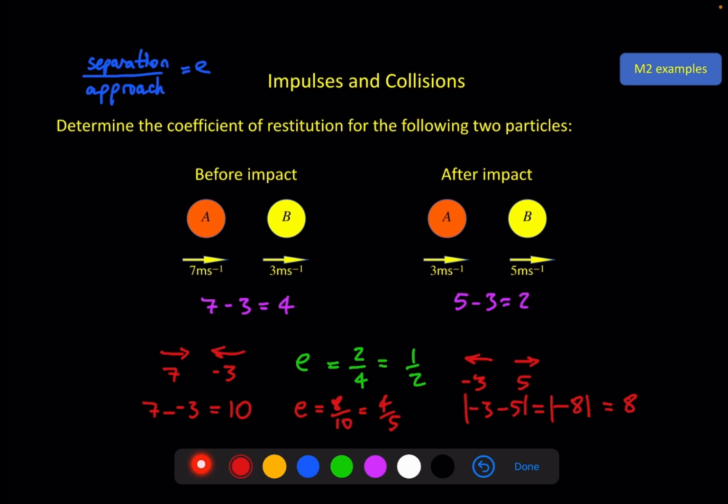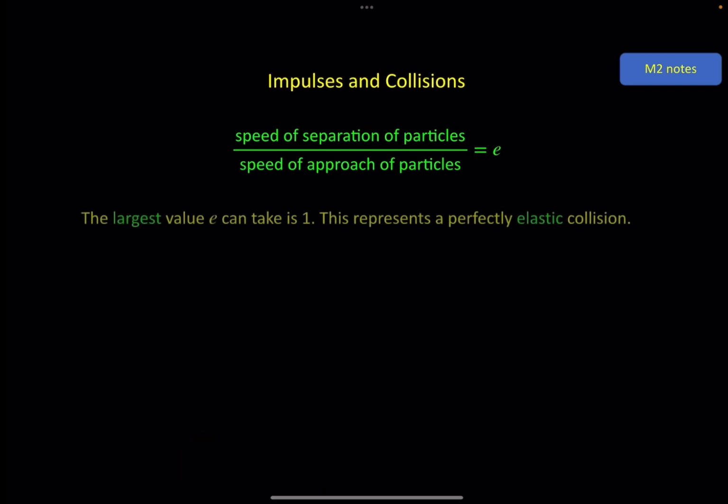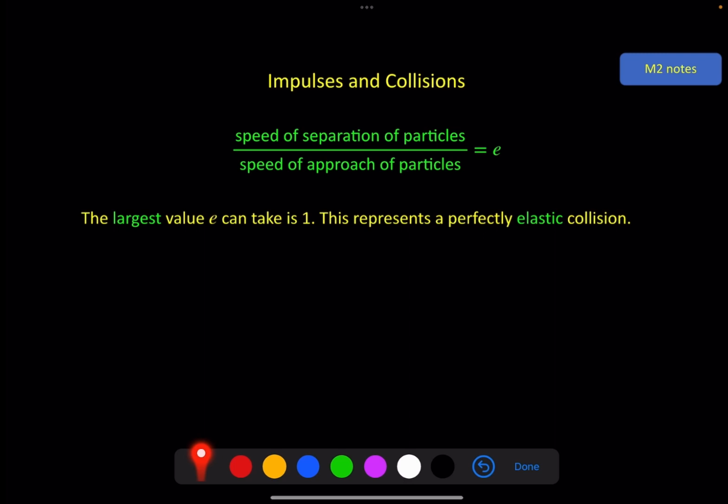So I hope that shows that the ratio itself is fairly straightforward. You've got speed of separation, speed of approach, and they give you a value for e, specific to those two particles. There are some limits on what e can be. The maximum value, the largest value e can take, is 1, and this represents a perfectly elastic collision.